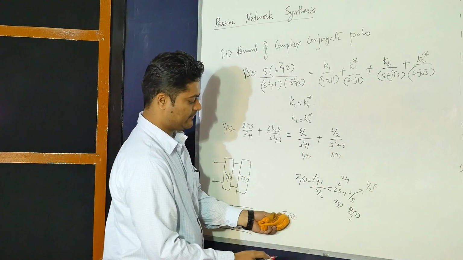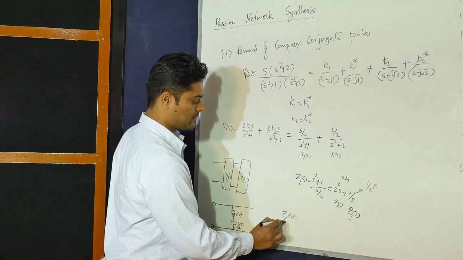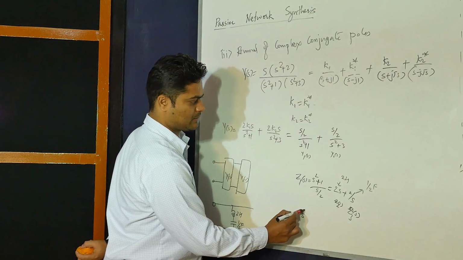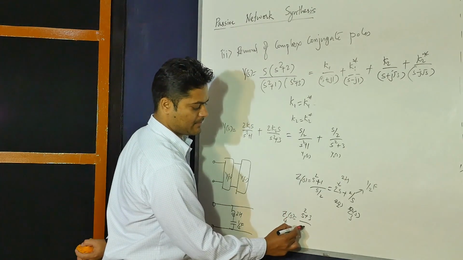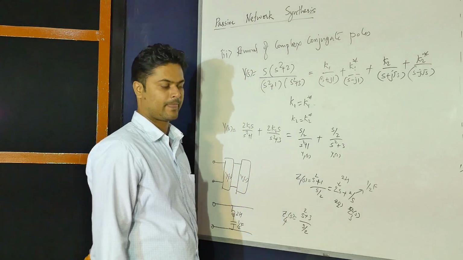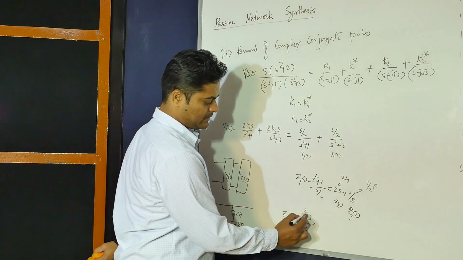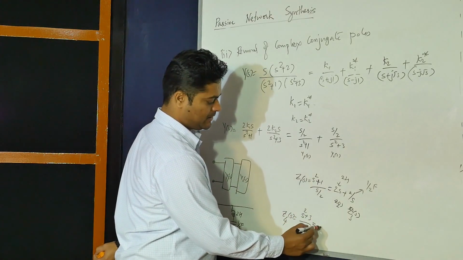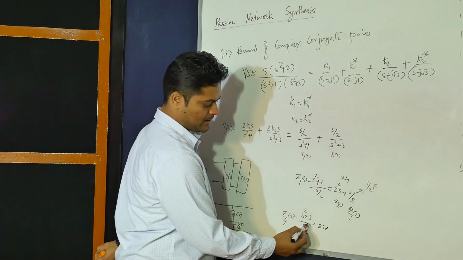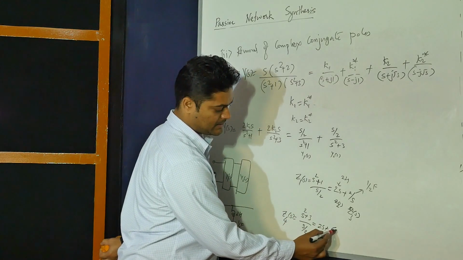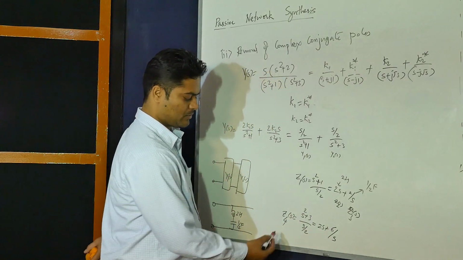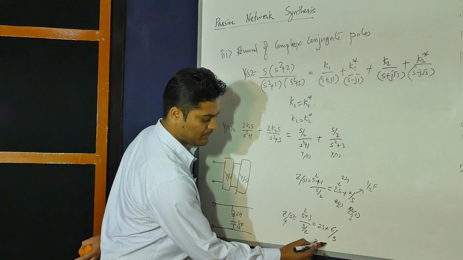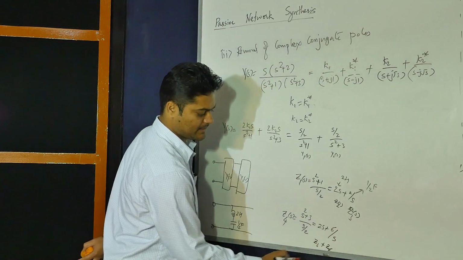Z2, Z3 is there, then Z4 of s. Let me take Z4 of s, nothing but s square plus 3 divided by s by 2. Correct? So I can write s square by s by 2 is nothing but 2s plus 3 by s by 2, which is nothing but 6 by s. So it has got z5 plus z6.